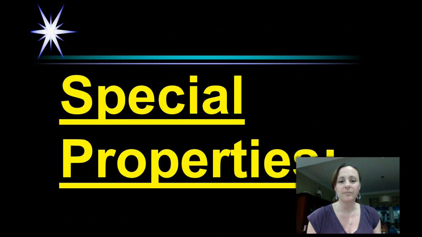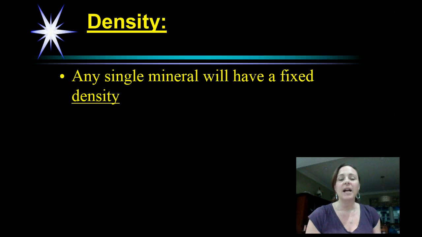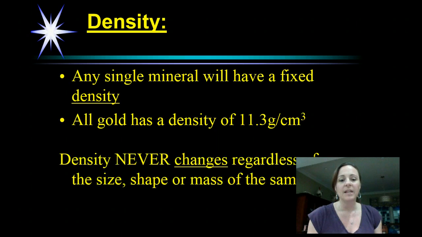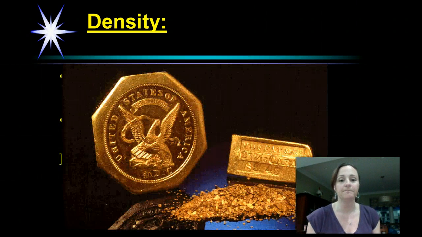Okay. There are some special properties that certain minerals have over others. We're going to talk about that rather quickly. This goes in the bulleted section of your notes. Density. Any single mineral will have a fixed density. For example, gold will always have a density of 11.3 grams per cubic centimeter. The density never changes regardless of the size, shape, and mass of the sample of the mineral.